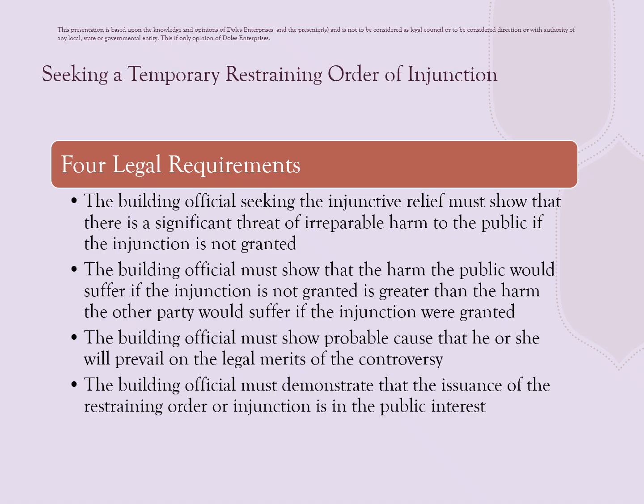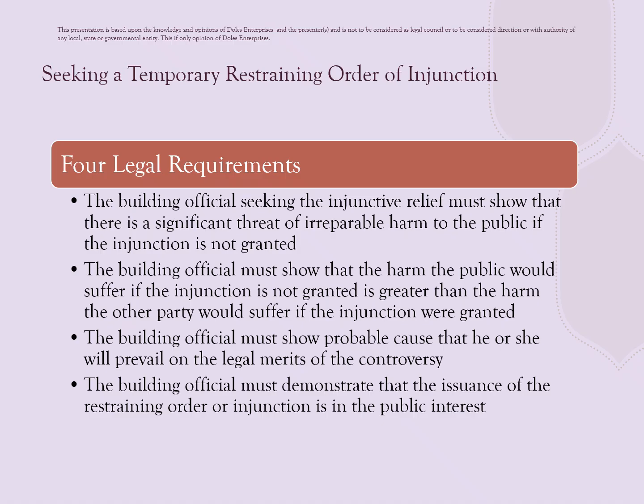Both the temporary restraining order and the temporary injunction are usually subject to 4 legal requirements. First, the building official seeking the injunction must show that there is a significant threat of irreparable harm to the public if the injunction is not granted. Second, the building official must show that the harm the public would suffer if the injunction is not granted is greater than the harm that the other party would suffer if the injunction is granted.